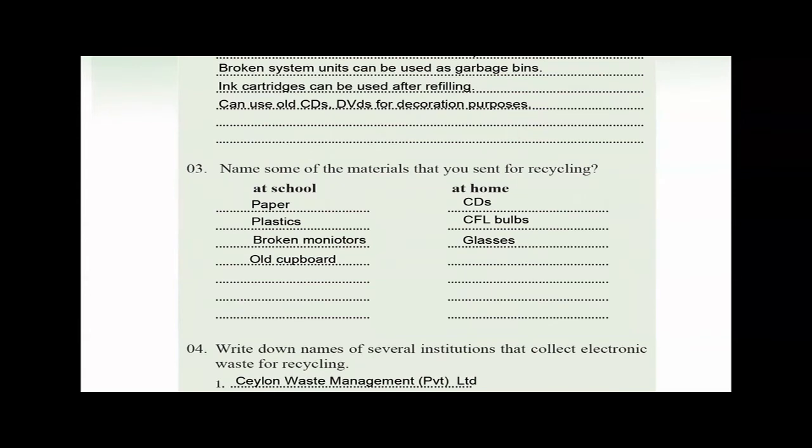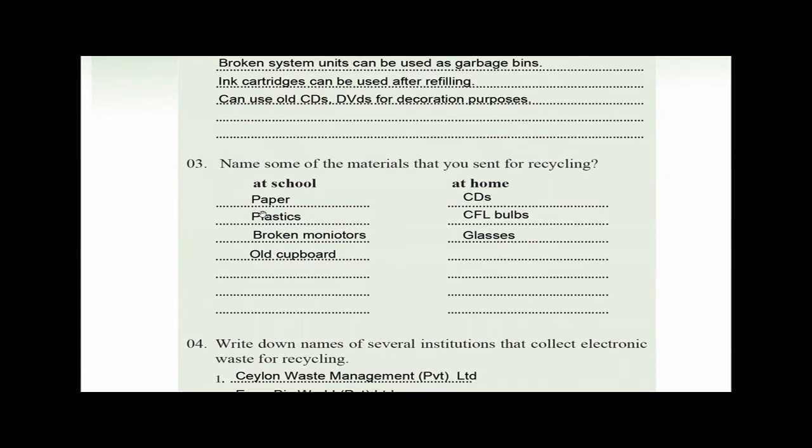Name some of the materials that you have sent for recycling. So not only electronic waste, things like paper, plastic, all these things. Maybe some cupboards, maybe old chairs, plastic chairs and tables, CDs, CFC bulbs, glasses. These things also you can definitely recycle.